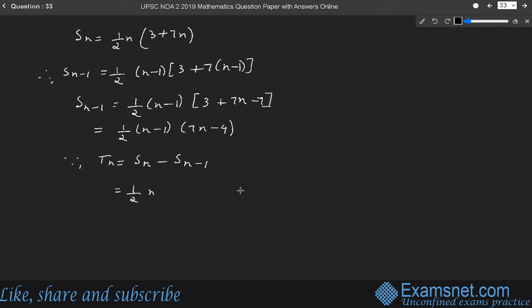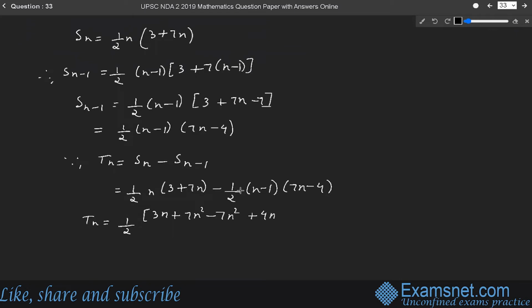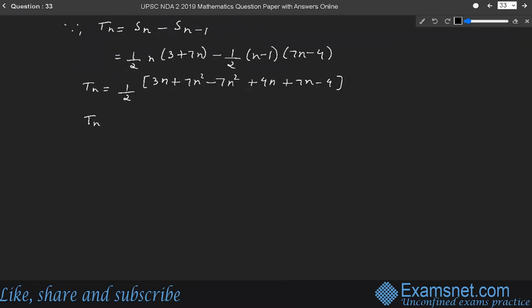Therefore, it will be 1 by 2n into 3 plus 7n minus 1 by 2 into n minus 1 into 7n minus 4. So Tn will be equal to, taking 1 by 2 common, the remaining terms will be 3n plus 7n square minus 7n square plus 4n plus 7n minus 4. So we can say that Tn will be equal to 1 by 2 into 14n minus 4, which is equal to 7n minus 2. So T1 will be equal to 7 into 1 minus 2, which is 5.